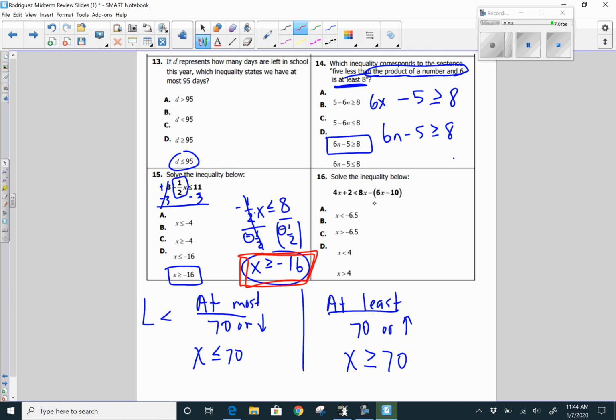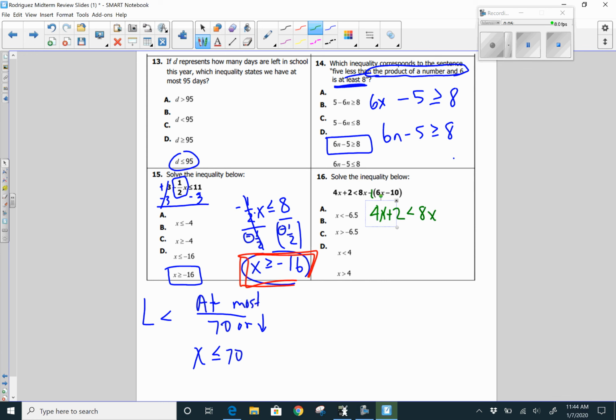Over here, we're going to have to do something similar to what we've done in the last couple of problems. Let's use a different color so we don't mix things up. The 4x plus 2 is just going to come down, less than. The 8x is just going to come down. This one right here has a negative 1, so we're going to distribute. Negative 1 times 6x is negative 6x. Negative times negative is a positive, so 1 times 10 is 10. We can next combine like terms: 8x minus 6x is 2x. Everything comes down. This just makes the problem a little neater. So we have 4x plus 2. What is that?